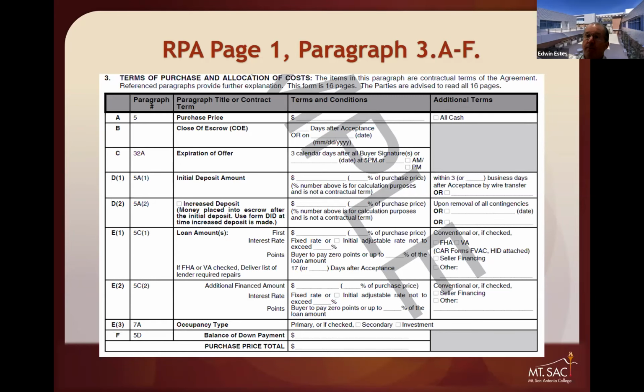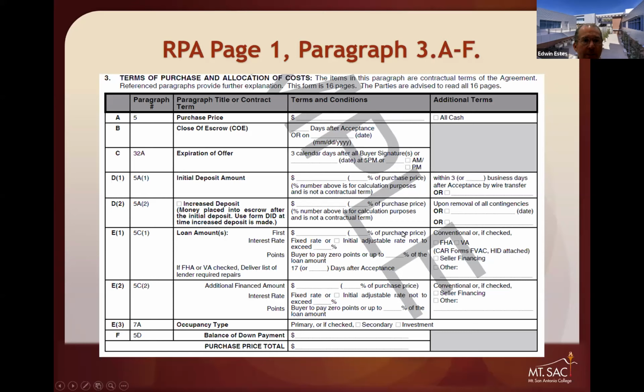But I promise to give you a short break about halfway through the form, okay? So you don't have to suffer if you need to use the restroom or if you need another cup of coffee or some other beverage, okay? So let's go to paragraph 3A.